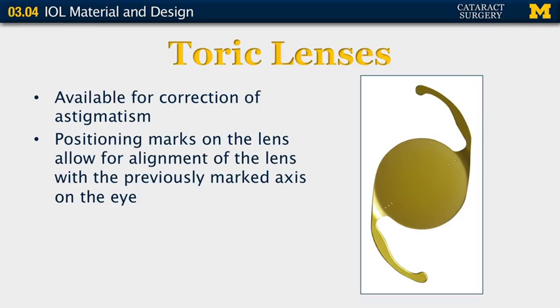Finally, let me speak about toric lenses. These have also been relatively recently introduced, and they are now available for correction of astigmatism. There are positioning marks on the edge of the lens implant that allow you to line up the lens with a previously marked axis on the surface of the eye. The lenses otherwise behave in a similar fashion to the other Acrysof lenses for insertion through the smaller incisions.